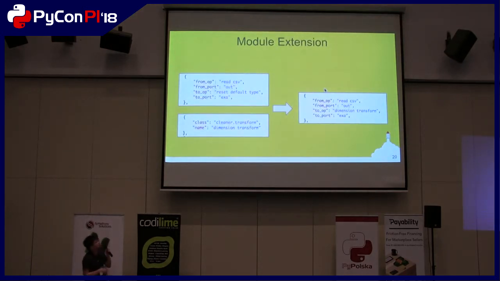Okay, so let's see an example for the Open-Closed principle. If we want to add one more operator into the process, you can just simply do it like this. This is a connect from read CSV to reset default type. If we want to do something like a dimension transform before resetting the type, you can just connect the read CSV into dimension transform, and then add one more connect to another operator. Yeah, a simple example.